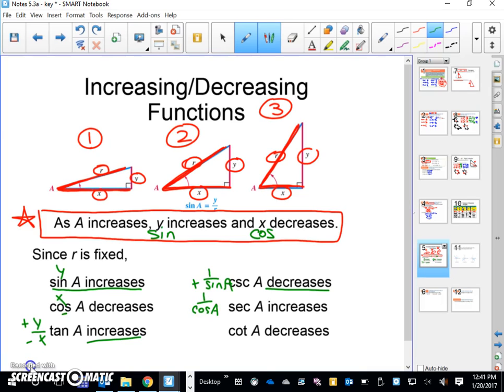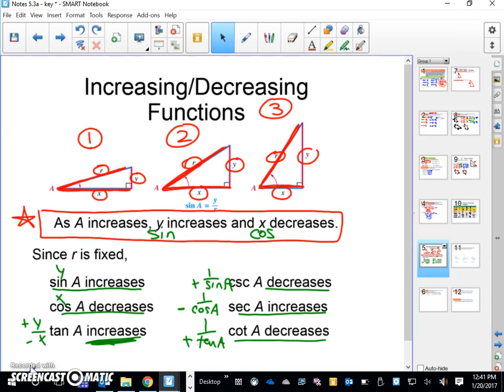We've got cosine, which is decreasing, so the denominator is getting smaller. Think about fractions like 1/6, 1/5, 1/4, 1/3, 1/2. As that denominator is decreasing, the overall value is increasing. And then cotangent is the reciprocal of tangent. If tangent is increasing, that denominator is increasing, and the overall value is decreasing. I think that's pretty tough to think about. You might want to go back and play that again. I think that's kind of a tough concept.